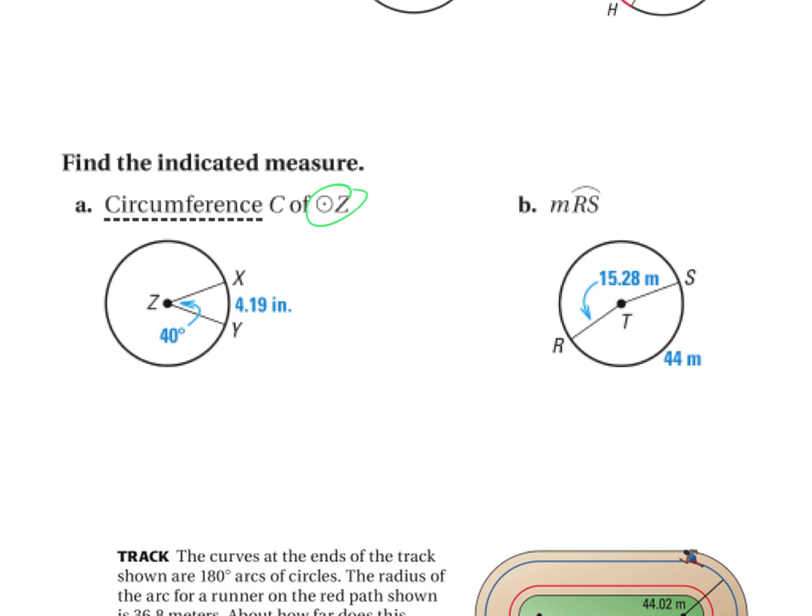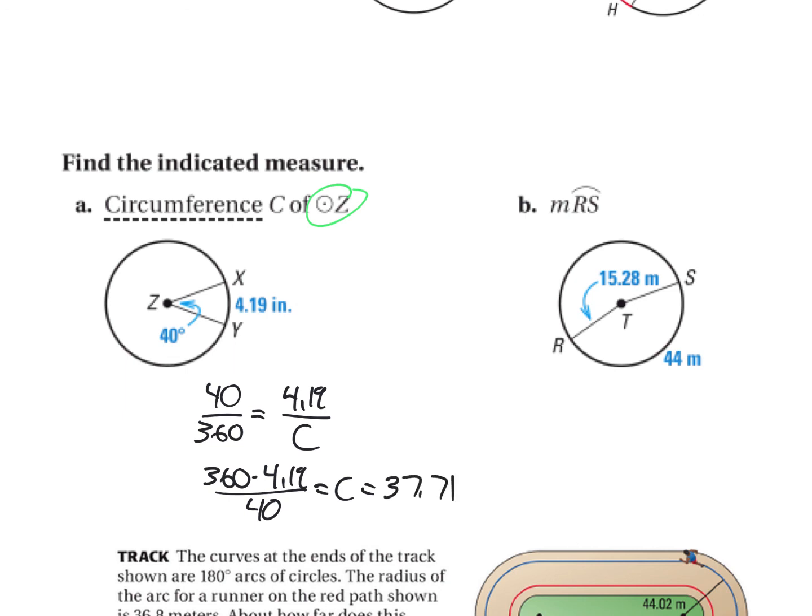Okay, so hopefully you gave it a shot. Quickly, central angle is 40 degrees, so 40 over 360 should be equal to my arc length over my circumference. I'm given the arc length, it's 4.19. I don't know the circumference, I'll just call that C. From this point, we just cross multiply and divide. So 360 times 4.19 over 40 should be equal to C, which if you do that out, comes out to 37.71, in this case, inches, or it's not squared, inches.